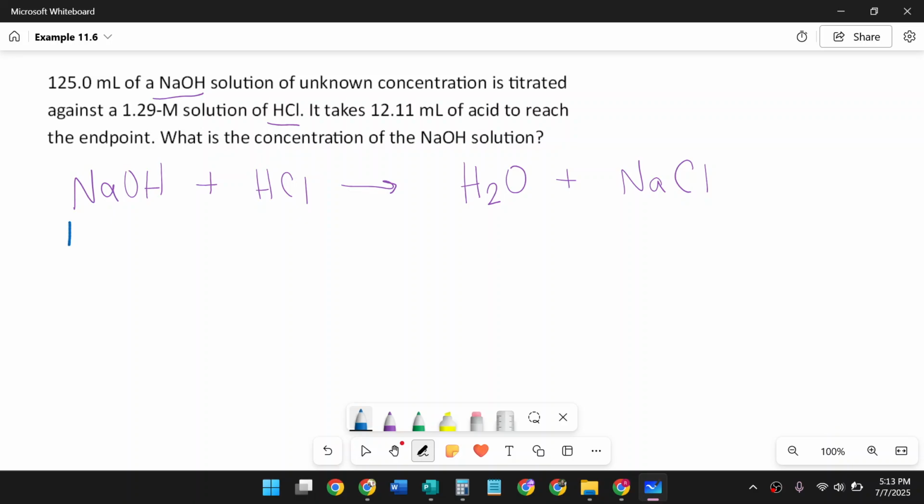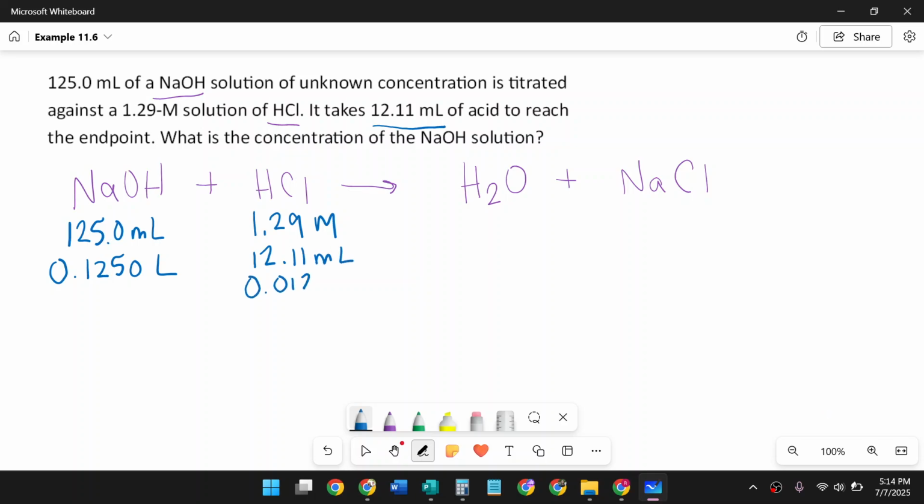The NaOH is 125 milliliters, or in other words, 0.1250 liters. And we know that the HCl is 1.29 molarity. We know that to complete the reaction, we need 12.11 milliliters of acid. And if you didn't recognize that the H here means that this is the acid, they've already given you the number for the other one, so the only one left is the HCl. So we have 12.11 milliliters, or in other words, 0.01211 liters of the HCl.